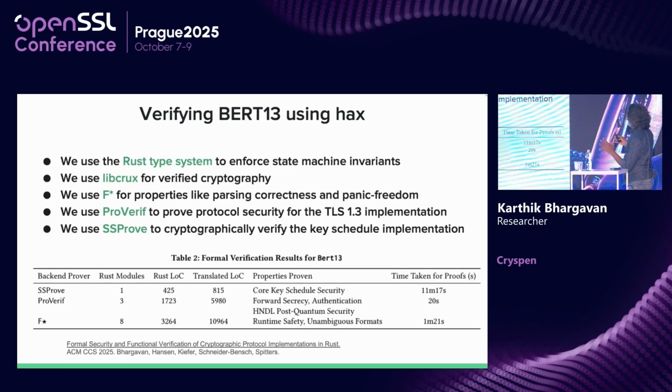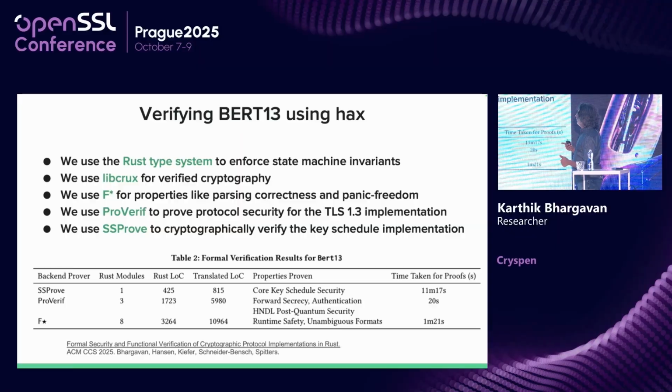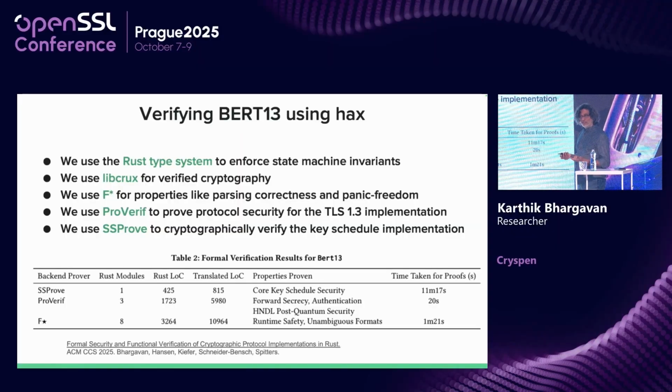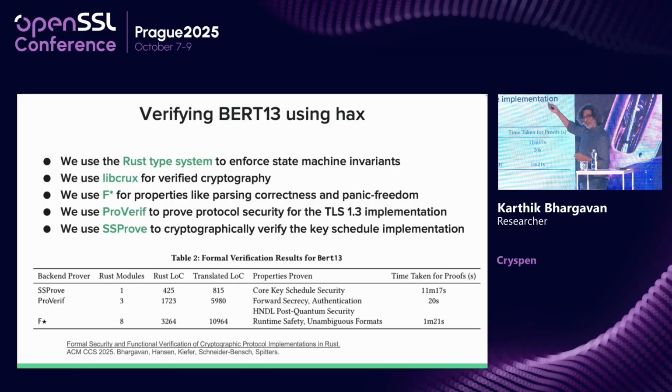So just to give you a sense of it, we are really relying on a whole combination of things. The Rust type system is what we use for doing things like secret independence, like we already talked about, but also state machine invariants to make sure that the state machine has to follow a certain path. And for this, you can use the linearity in the Rust type system. We use verified cryptography from libcrux that we saw earlier. We use F* for parsing correctness and panic freedom, ProVerif for protocol security, and SSProof for cryptographic proofs.